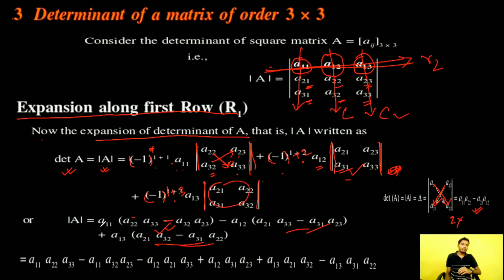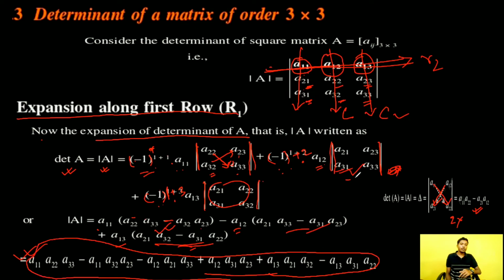Now for the first section, here minus 1 to the power 1 plus 1, so obviously minus 1 square, so we will have A11. And here minus 1 to the power 1 plus 2, that means minus 1 to the power 3, so we will have minus of A12. And in case of this 1 plus 3, we will have this A13. Okay. Now if we simplify this multiplication, we will have this. This is the expansion of our determinant.